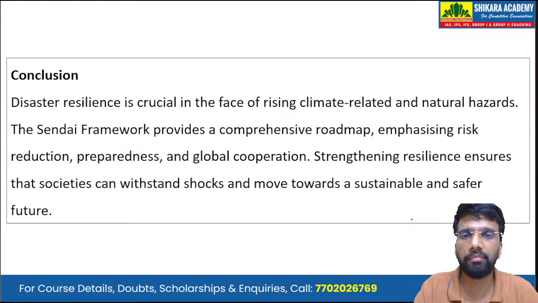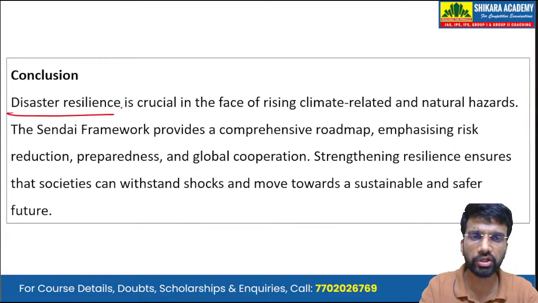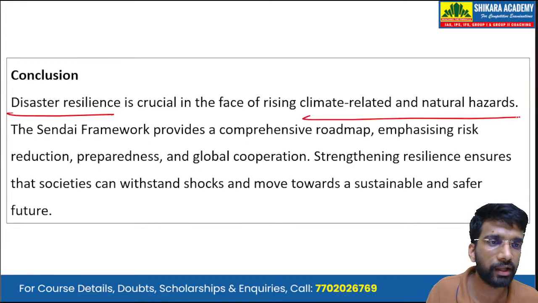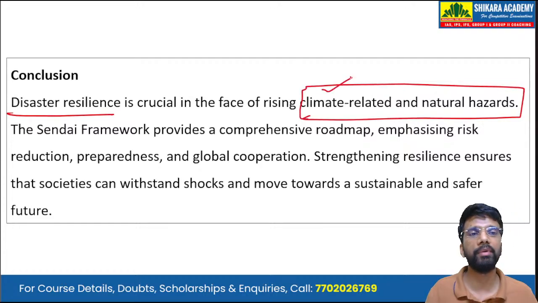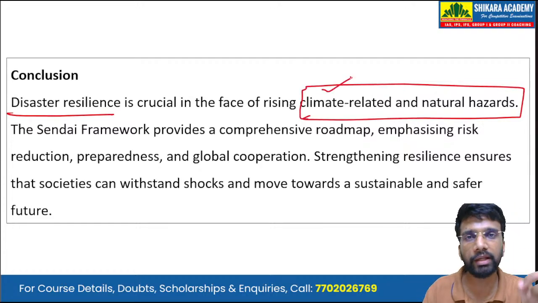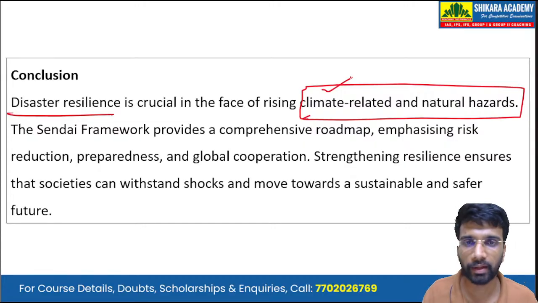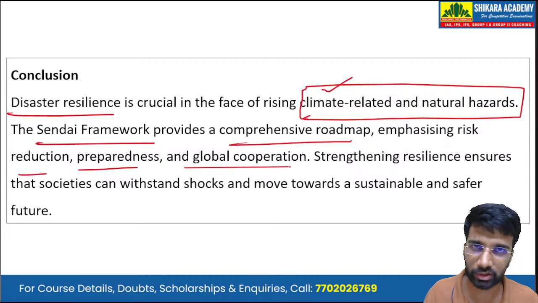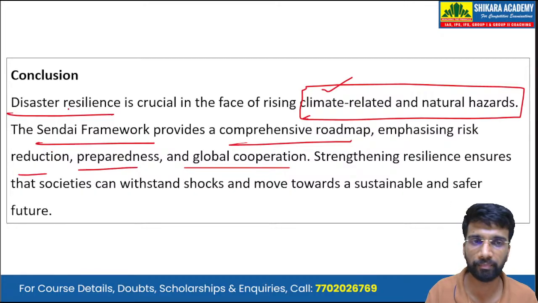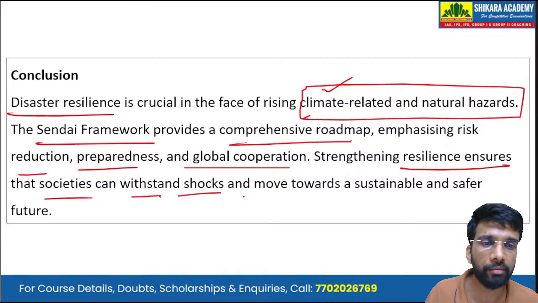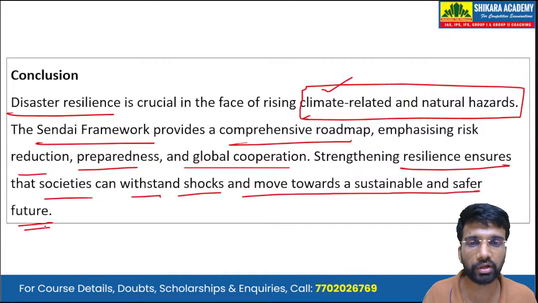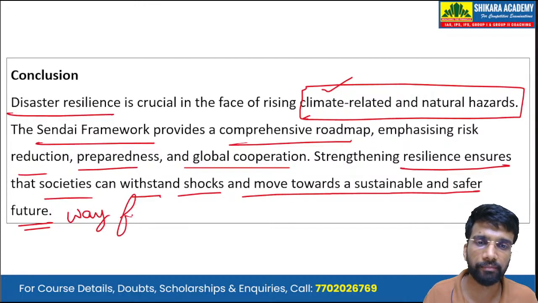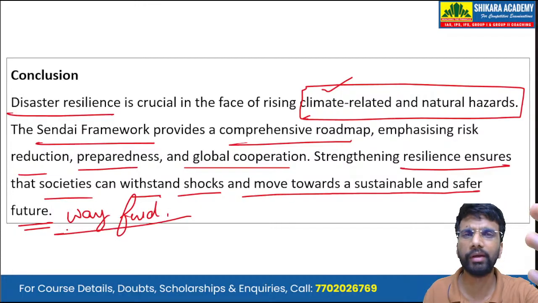In conclusion, we'll summarize by writing that disaster resilience is crucial in the face of rising climate related and natural hazards. Okay, so climate related and natural hazards are rising, and that is why disaster resilience becomes crucial. The Sendai Framework provides a comprehensive roadmap emphasizing risk reduction, preparedness, and global cooperation. This is what the Sendai Framework does. Strengthening resilience ensures that societies can withstand shocks and move towards a sustainable and safer future. This is the way forward, a forward looking line.